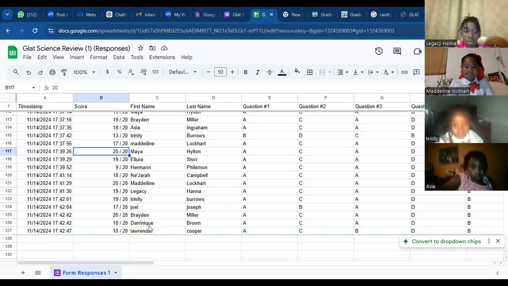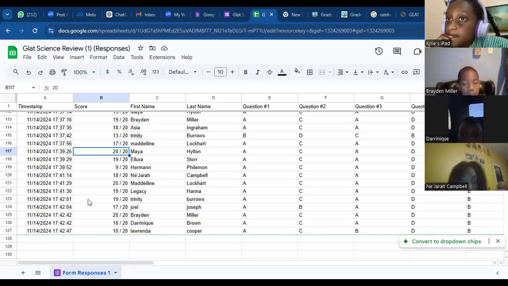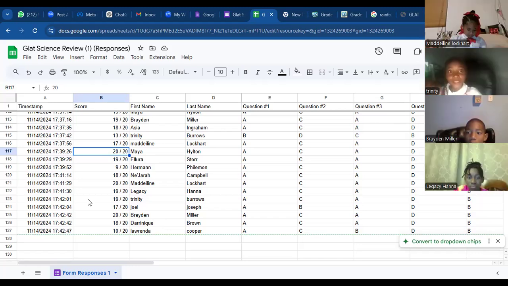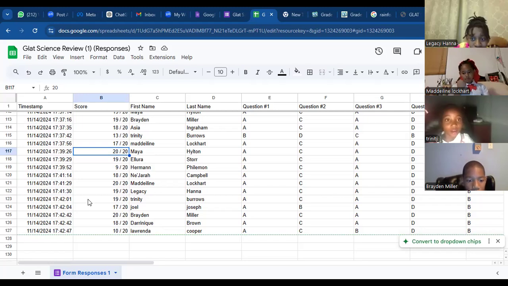Darnik 18. Braden 20 out of 20. Where's Braden? Yes, sir. 20 out of 20. Very good. Is something wrong with the thing? Because I keep getting number 18 wrong. What did you put for 18? Me too, Trinity. I keep an A.